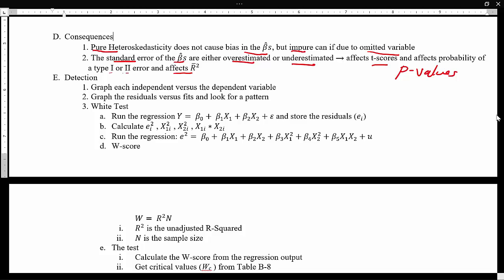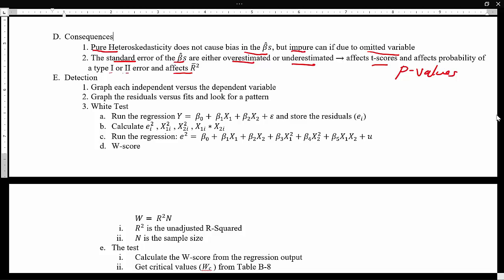If the standard error is overestimated, that means that our t-scores will be extra small, which will mean we'll have an increased chance of committing a type 2 error. If our standard error is underestimated, our t-scores are too big, and that will increase our chance of committing a type 1 error. We never know which of the two scenarios we've actually encountered on the front end of this.